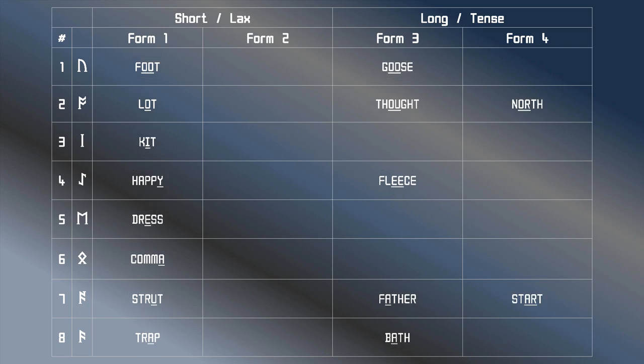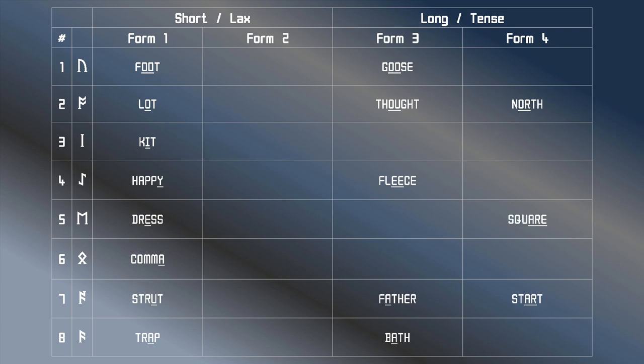Rhotic vowels, or vowels followed by r, will be shown in the even-numbered forms on these charts. Here we see the north vowel in Form 4 of Group 2, which is generally the rhotic form of the thought vowel, that is Form 3 of Group 2. Similarly, the start vowel is Form 4 of Group 7, being the rhotic form of the father vowel. As my accent is non-rhotic, you will notice that north sounds the same as thought and start sounds the same as father when I say it. So, what do you think? Should Form 4 be ranked higher or lower than Form 3?